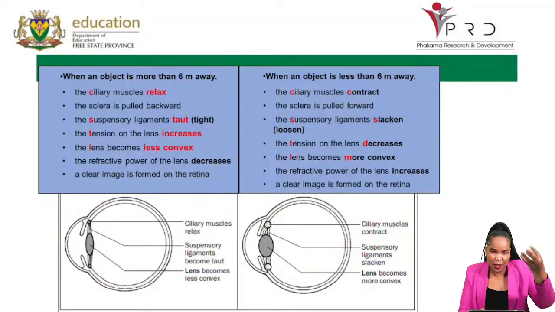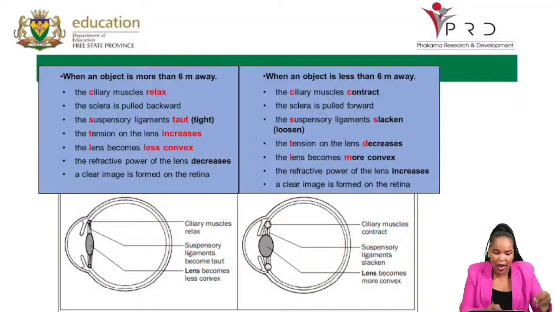Because you want to zoom in on something that is very far, it is going to form a clear image because the refractive power has decreased to accommodate that. Remember, we are talking about accommodation, to accommodate that distance, enabling you to see something that is far.